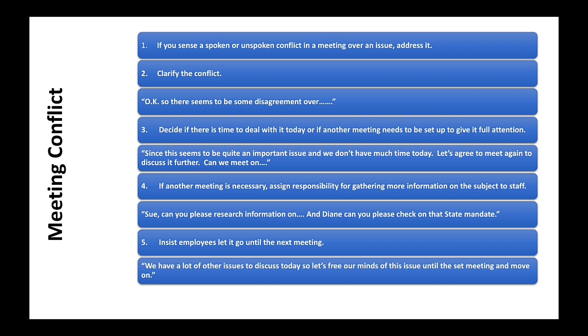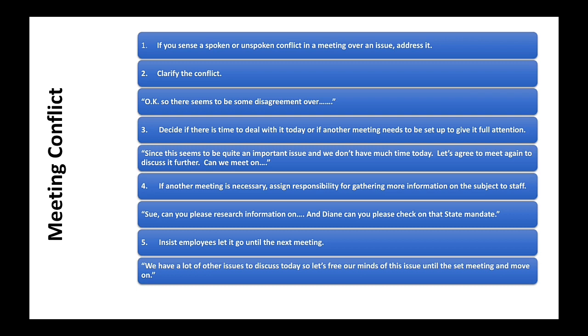Number four, if another meeting is necessary to resolve the conflict, you must assign responsibility for gathering more information on the subject, because without preparing, without gathering information, all the information relevant for the conflict management must be with you before you go for another meeting. And insist employees hold off until the next meeting. So people should not be bothered and worried about the conflict during that meeting if you really need another meeting to resolve it.